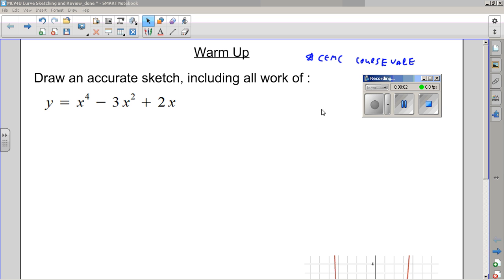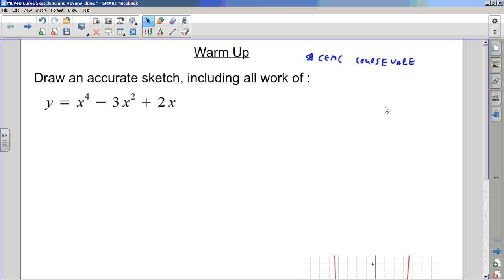Welcome, calculus folks. Last lesson of this short unit on curve sketching, and nothing new really. This is the putting it all together day. I've only got two examples for you. One of them is this warm up. Hopefully you've got it tried and you have all your work in front of you.